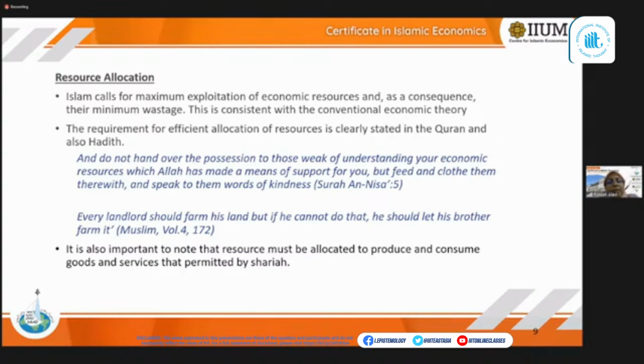So obviously, people who are good at certain things must be given the responsibility and opportunity to do it, and there shouldn't be any exploitation of the resources available, and the resources must be utilized in the best and most efficient manner. Okay, so it is important to note that the resources must be allocated to produce and consume goods and services that are permitted by Sharia.